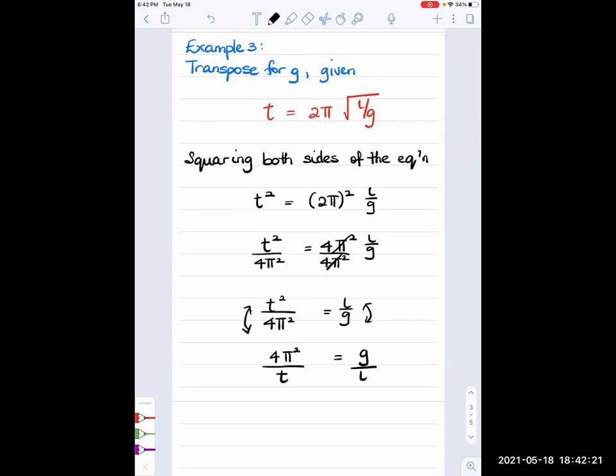So now I have brought G to the numerator, and I'm going to multiply both sides by L. Now G is the subject. 4 pi squared L over T squared. I have transposed for G, making G the subject of the formula.